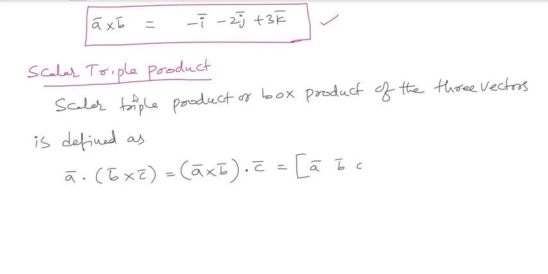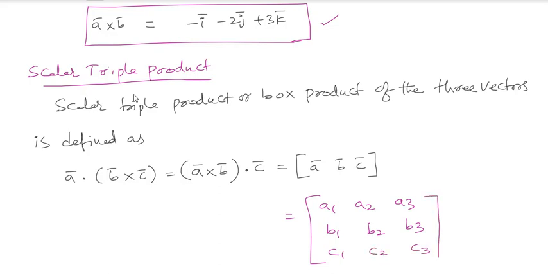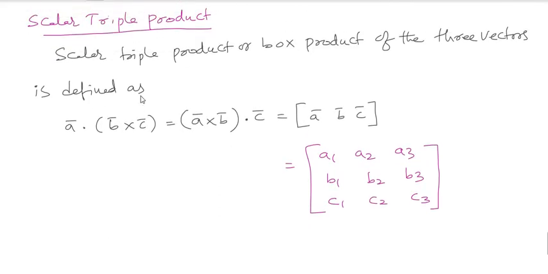So a bar, b bar, c bar will be there. This you can represent as the determinant with rows a1, a2, a3, b1, b2, b3, and c1, c2 and c3. Am I right or not? So this is the part of your scalar triple product. Clear with my point? Yeah. So based upon that you can do it.